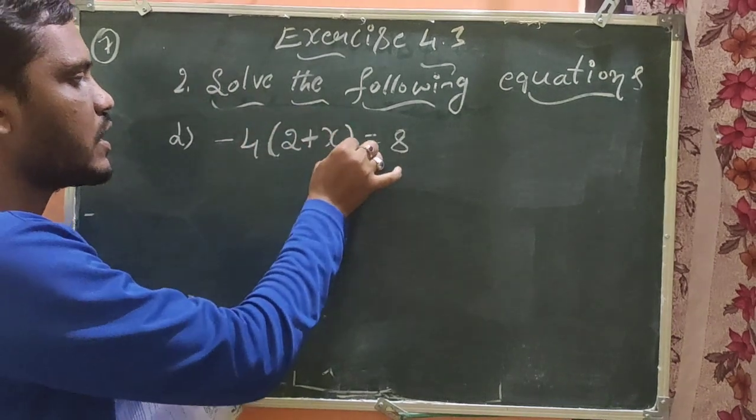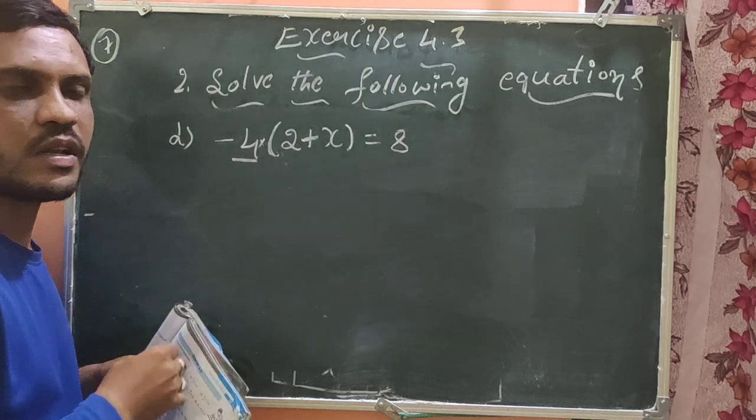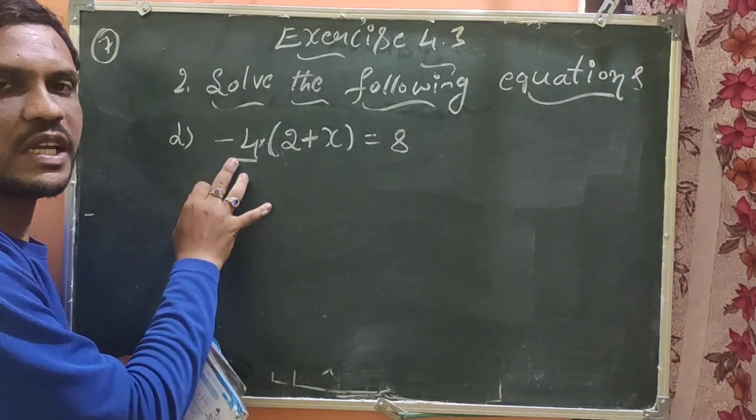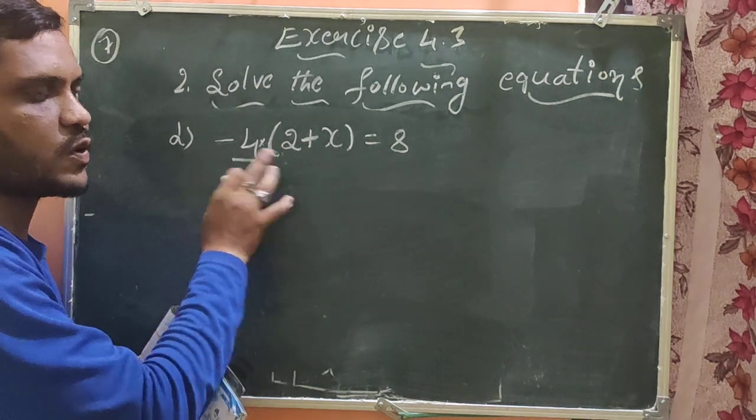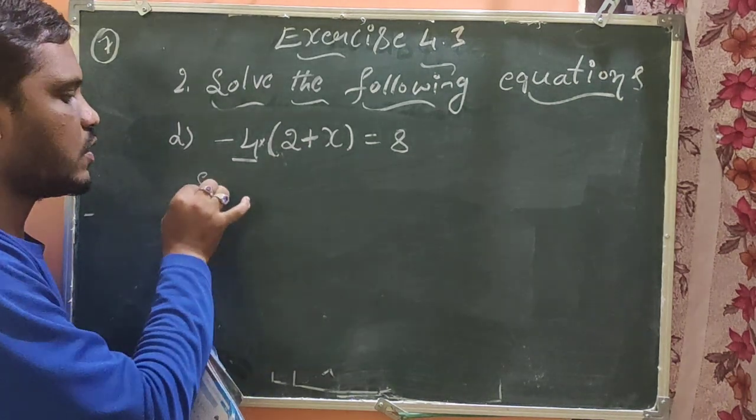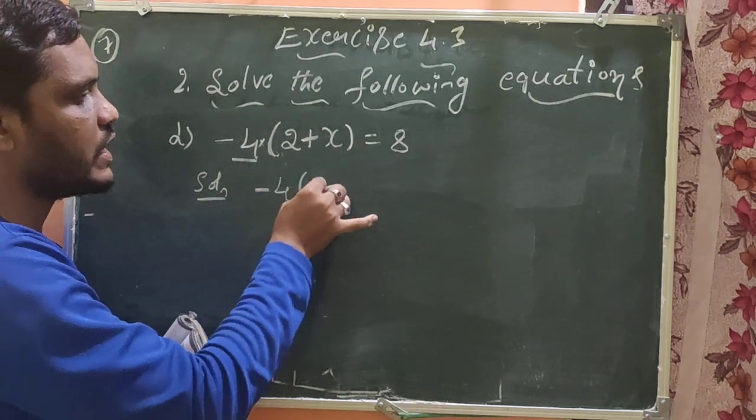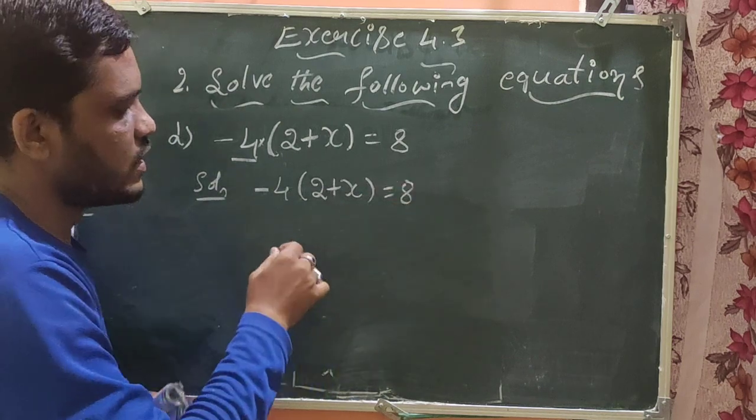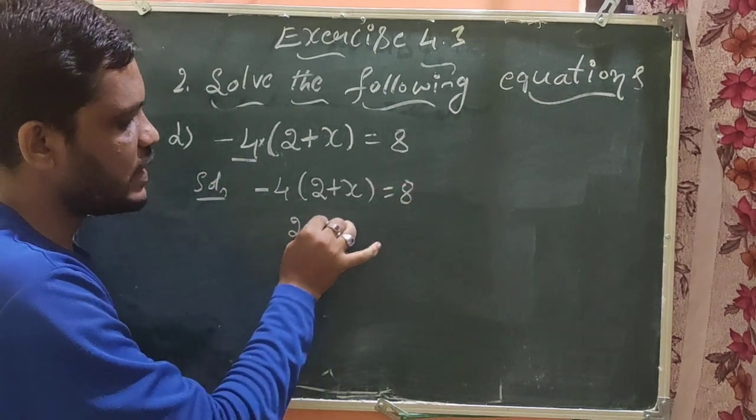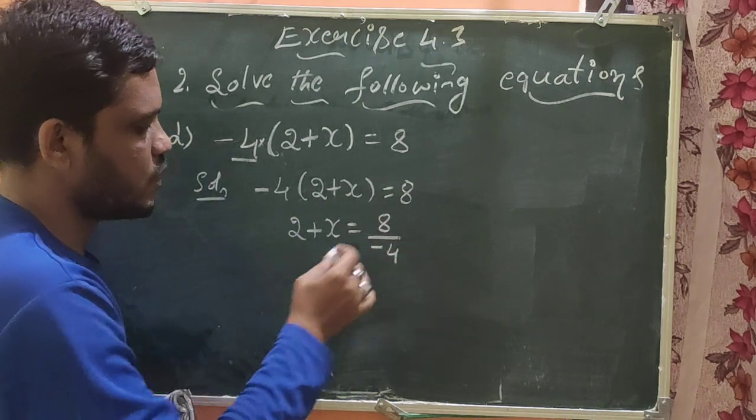This is one term, okay? And this is one term. First, there is a multiplication symbol between these two, right? First we have to shift this minus 4. So multiplication and these two are separate. This minus 4 goes to the denominator. No, one by one. Step by step. Okay. Minus 4 times of 2 plus x is equal to 8. Then 2 plus x is equal to 8 by minus 4.